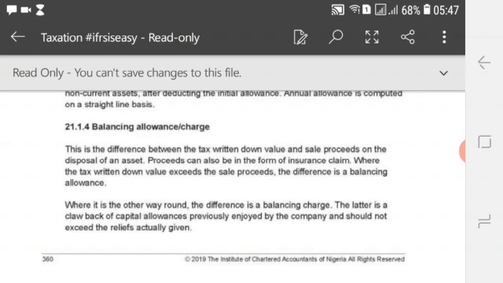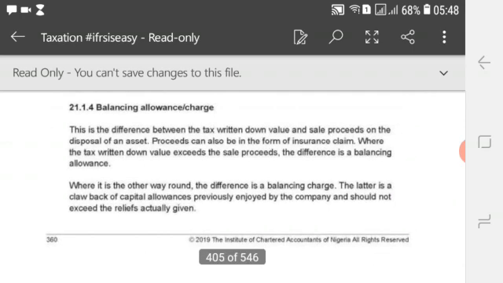And also note that proceeds can also be in the form of insurance claims. Then when the tax written down value exceeds the sales proceeds, or when the tax written down value is higher than the sales proceeds, then the difference between both is called the allowance.